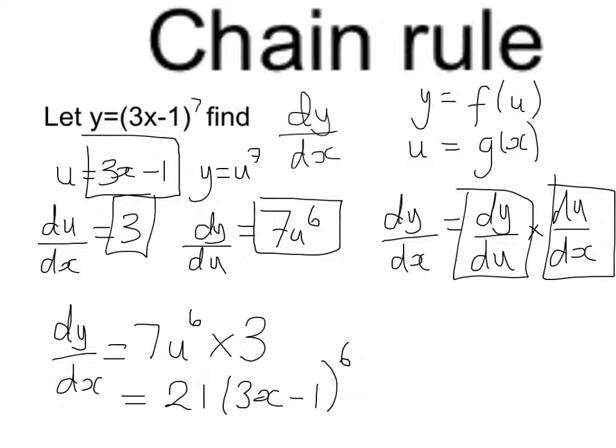So what you need to do for the chain rule is decide what you're going to define u to be, differentiate it, write y in terms of u, differentiate that, and then find dy by dx. We'll attempt another example and see if that makes more sense.